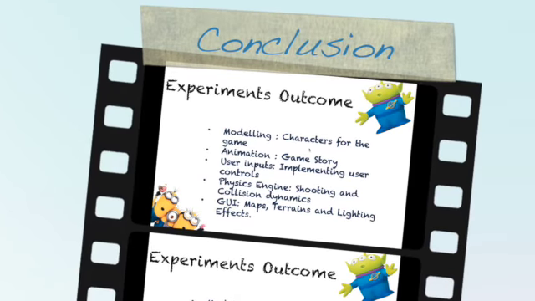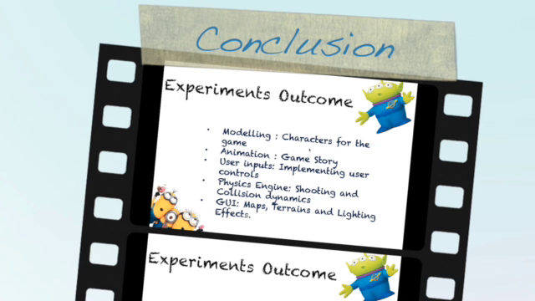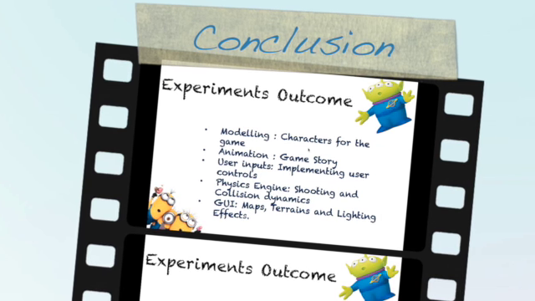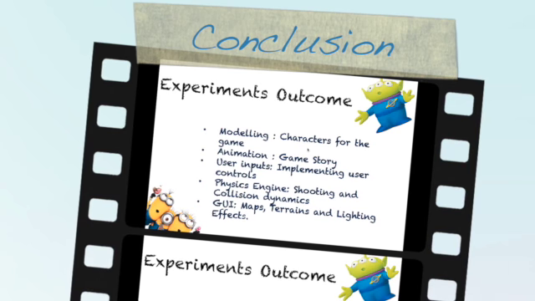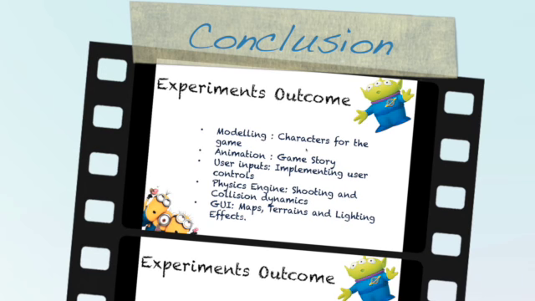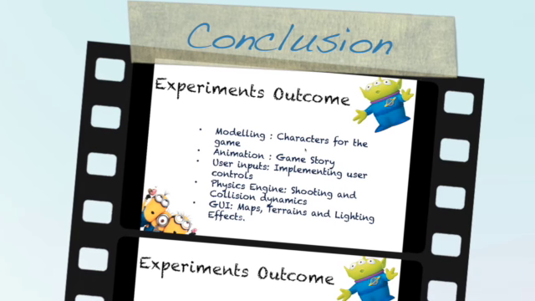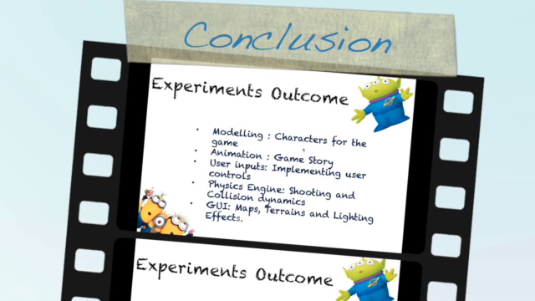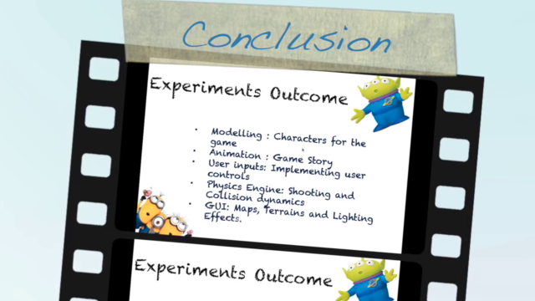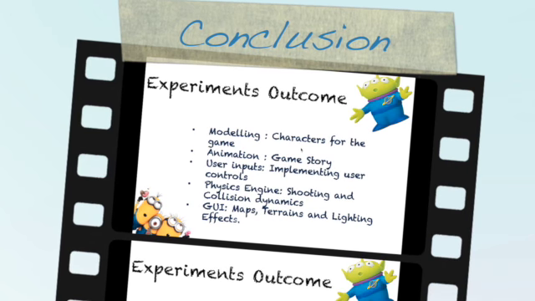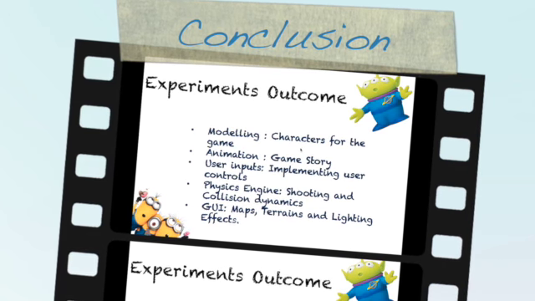The following are the outcome of Sprint 1. We'll be using the following, that is modeling the characters of the game. We'll be animating and associating it with the game story. Then we'll be taking user inputs and implementing the physics engine for collision dynamics and shooting. And finally, there'll be work on GUI, which involves maps, terrains, light, and lighting effects.